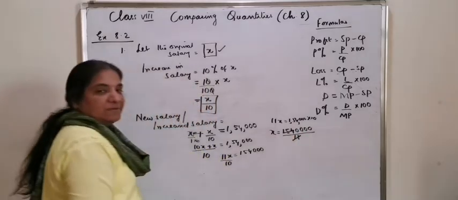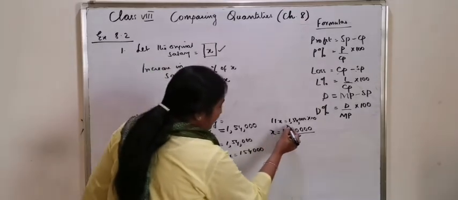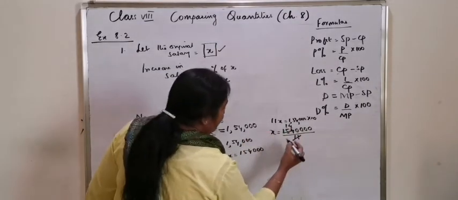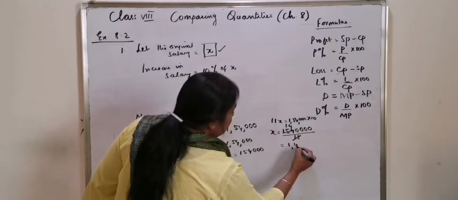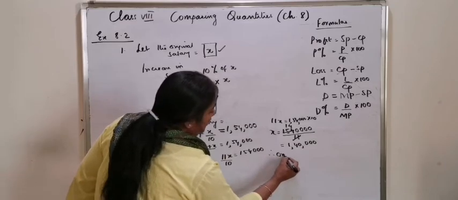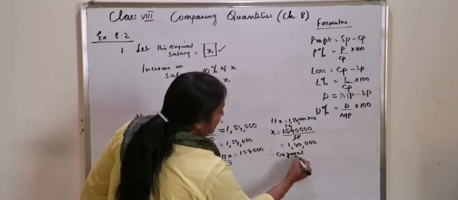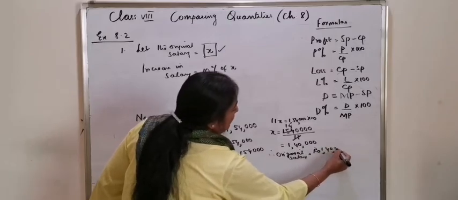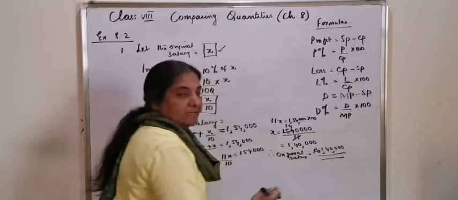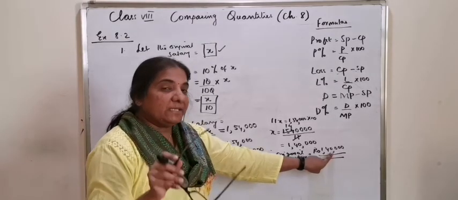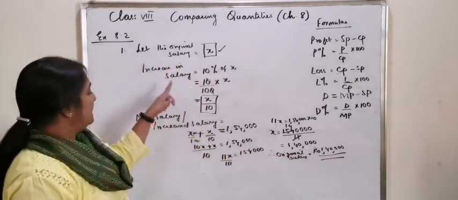11 gets cancelled in 154 as 11 fours are 44, the remaining is 14, or you get the answer as 1,40,000. Therefore, the original salary is equal to rupees 1,40,000. And now you can understand that from 1,40,000, the word increase is there and his current salary is 1,54,000.